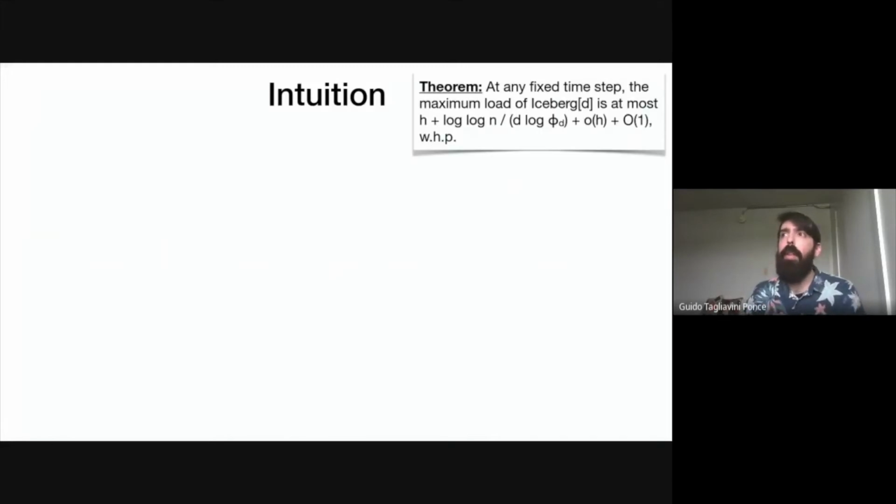Okay, so what's the intuition? Why does this work? All right, so the theorem we're claiming is that one. That's the same one I showed you before.